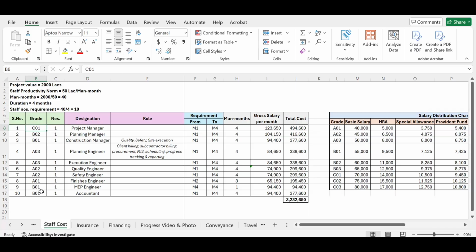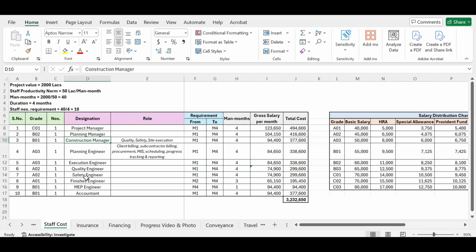So you have to mention the grade by reading the tender very carefully, that is, whether the tender is asking for certain qualifications or a certain grade of the respective staff, and then how many of that particular staff will be required. Sometimes you might require two project managers, two planning managers, or two execution managers, and so on, okay. Then you can mention their role also. Suppose this construction manager is responsible for quality also, he's in charge of quality also, safety also, and execution also, okay.